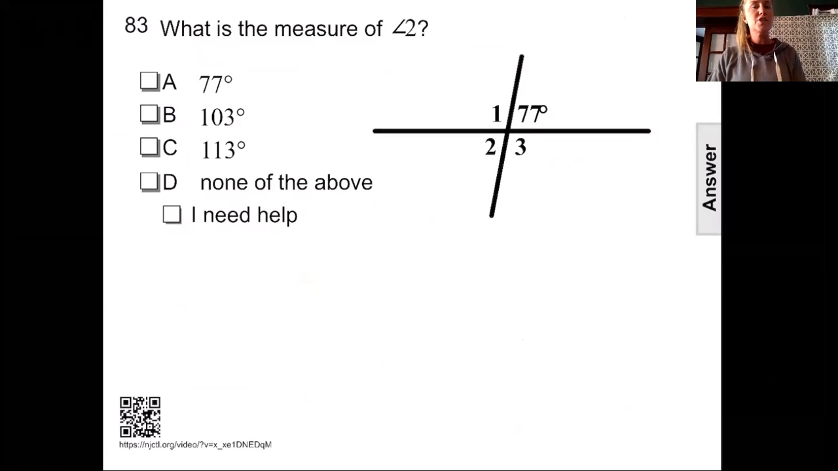Okay, so question 83, what is the measure of angle 2? And I'm not gonna play the video for all of these, I'll play it for about every other question. Angle 2 is vertical with 77, so let's watch her explain it.